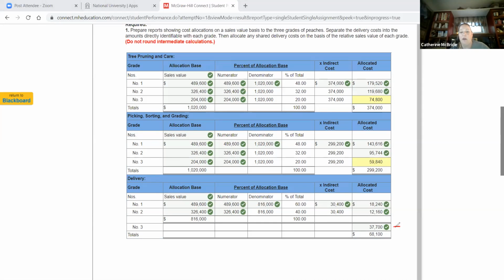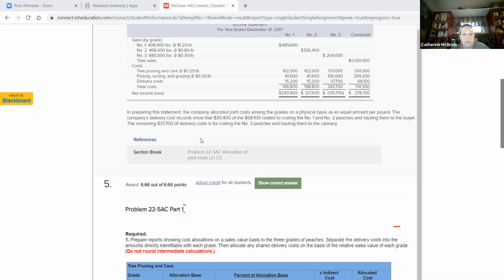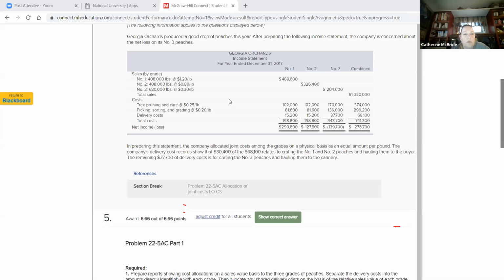So right here. For the other 2, we allocate them based on sales volume. So here we took the sales volume of each, divided by the 816,000, which is delivery. You get 8. Oh, so we added them together.